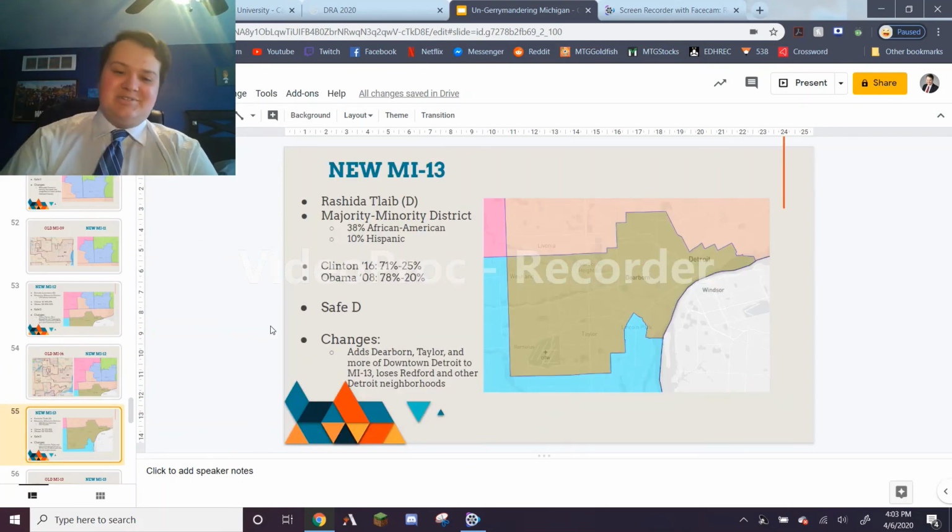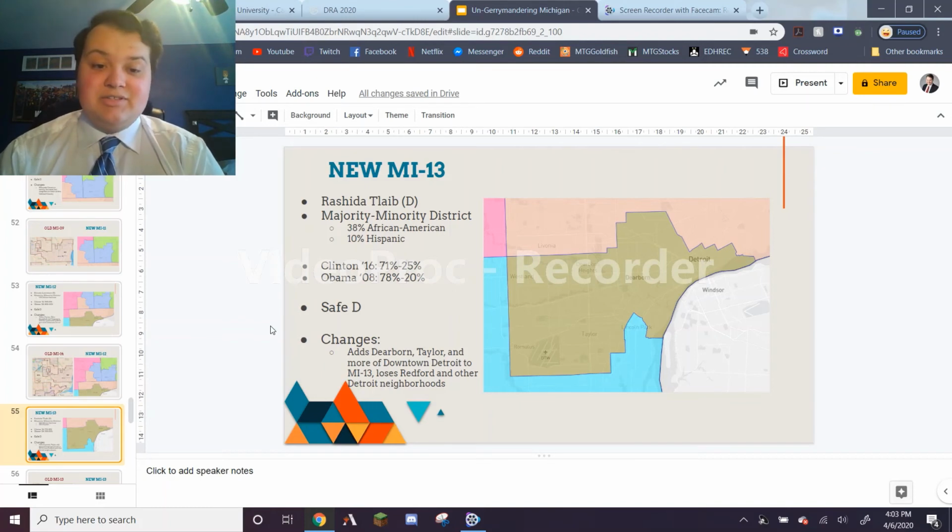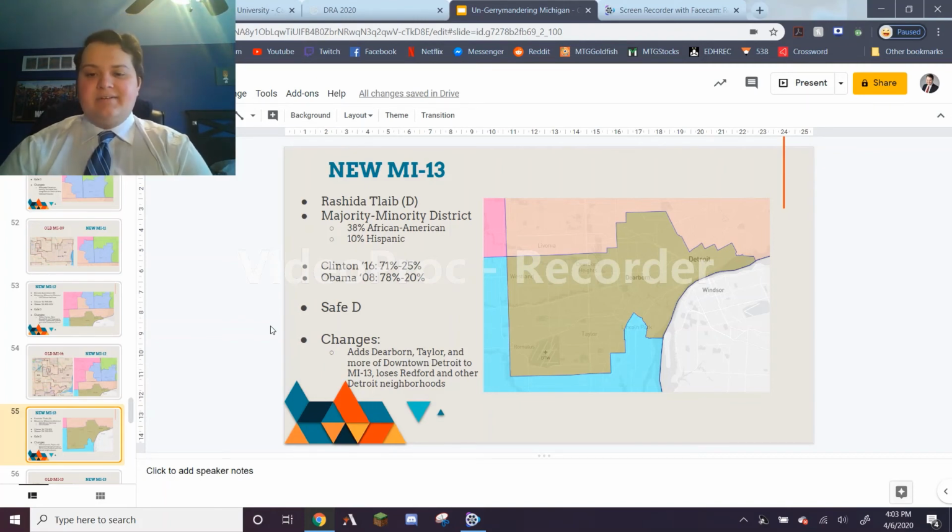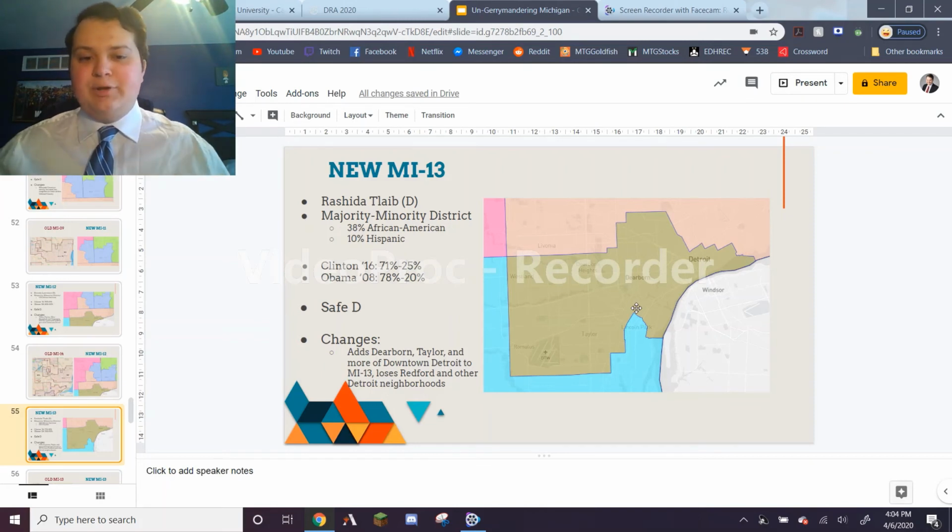The last district we have here is the 13th district, which would be represented by Rashida Tlaib. This is another majority-minority district where 38% of voters are African American and 10% are Hispanic. There's a large Hispanic population in Southwest Detroit here. So this is a minority coalition district, which is applicable with the Voting Rights Act. Additionally, the numbers here say that the demographics here are 48% white.